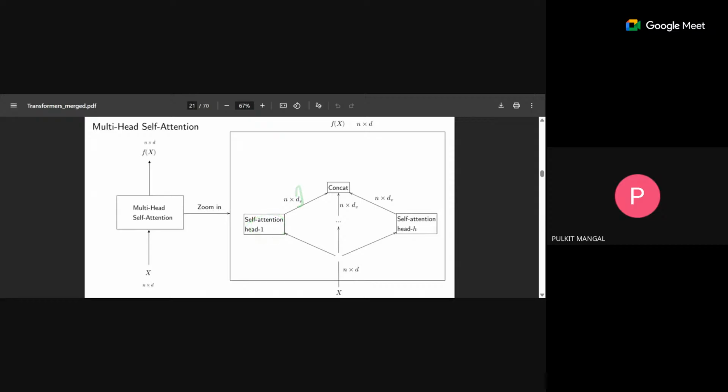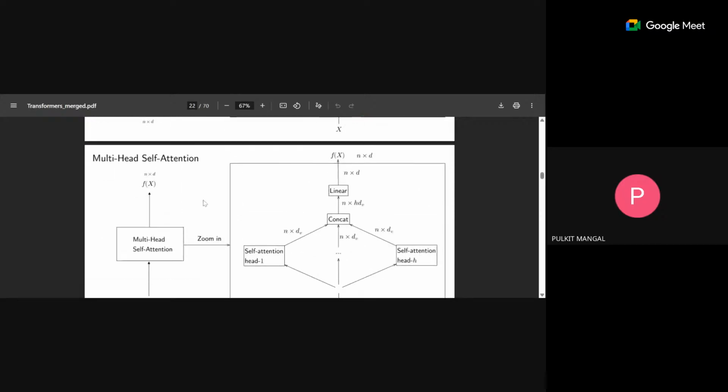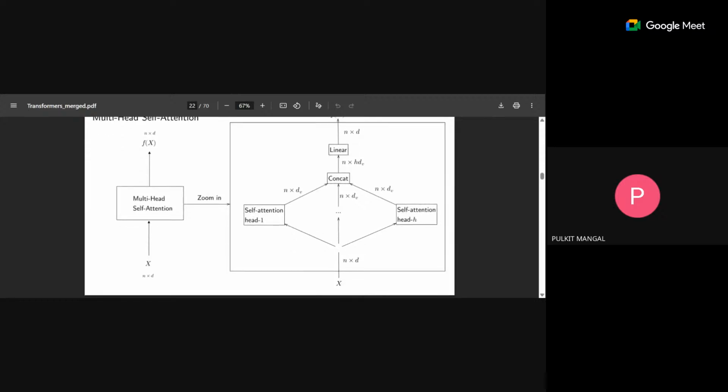In the end, they just concatenate all of that output. So it's n cross dv, and then again you will have one more dv here for each of these attention heads. So in the end, you will get an n cross d matrix again. After concatenation, you pass it to one linear layer for more projection, and then get the n cross d dimension matrix again.